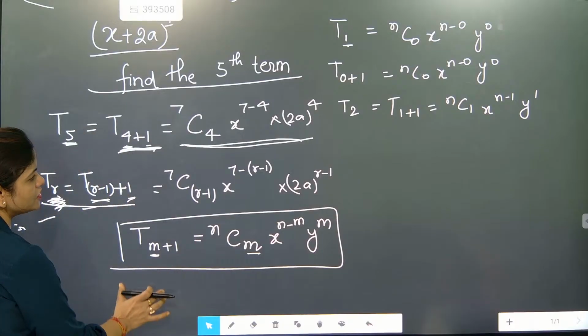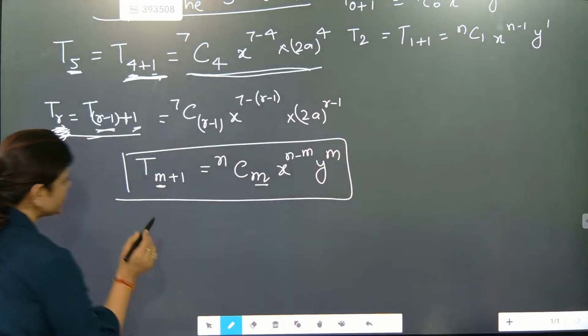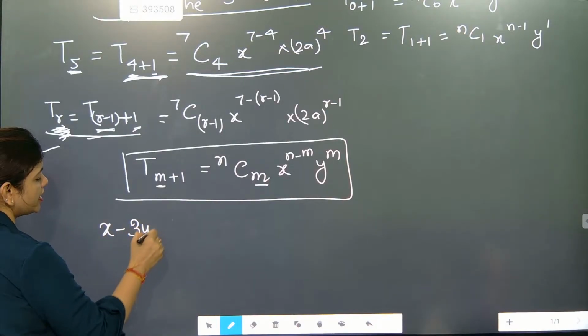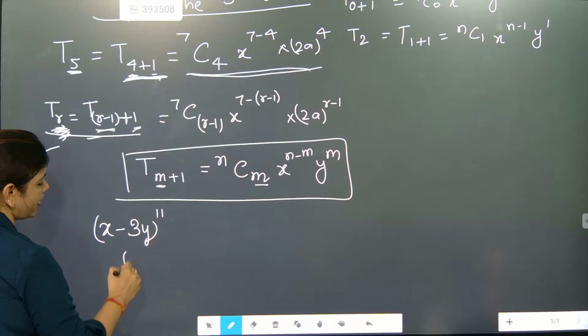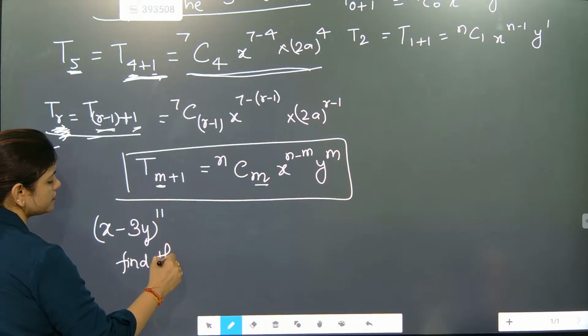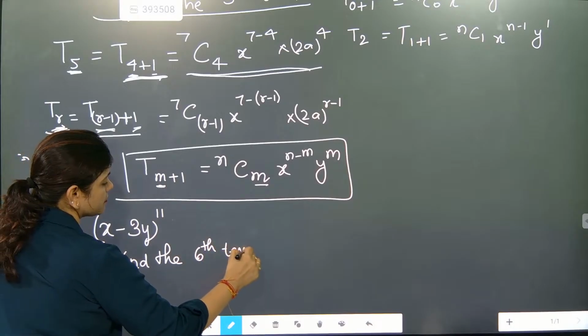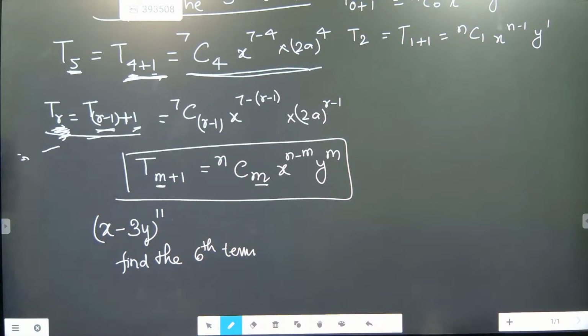Sujata, absolutely correct. So one question I am giving: here it is given (x minus 3y) to the power 11. Find the sixth term. If somebody asks you the sixth term, how are you going to write it? Take some time and then start. No need to be in a hurry. Just do this very carefully. Good morning, Vita.